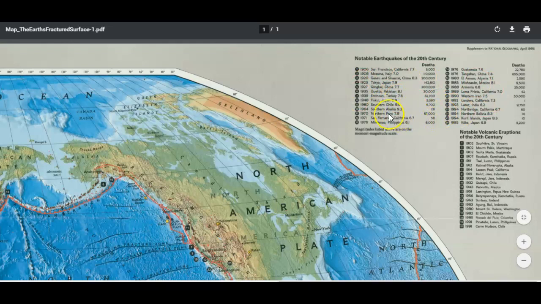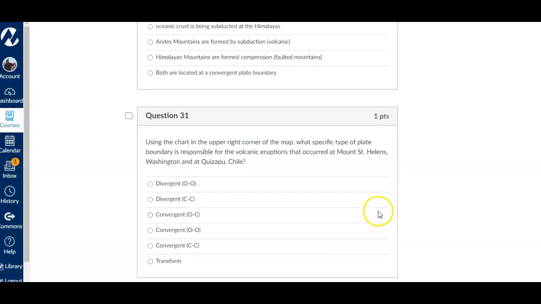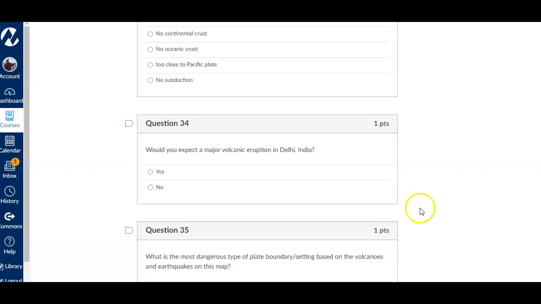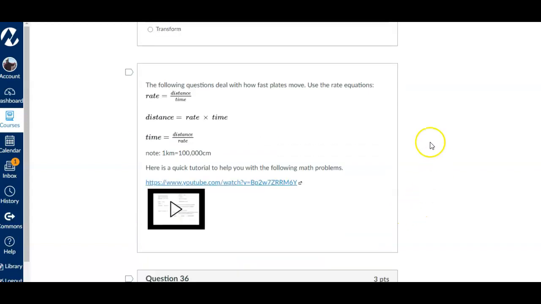If it asks you to find them, go find southern Alaska and see where it's located, and then interpret the type of boundary. If it asks you a question like that, just remember there are circles and squares. So if you're going to one, make sure if it's an earthquake, it's San Francisco, and you're not over here somewhere else, okay?